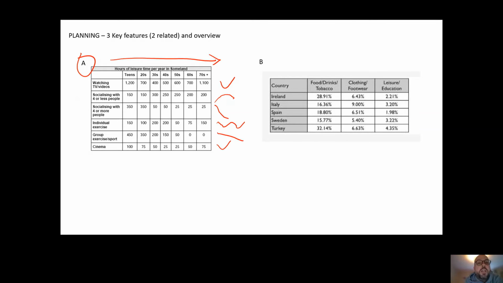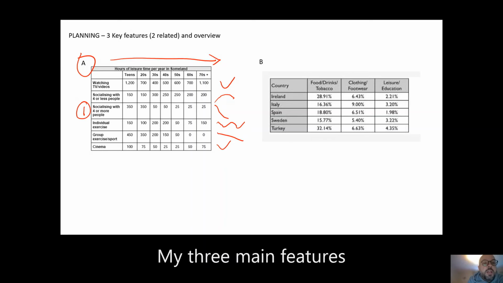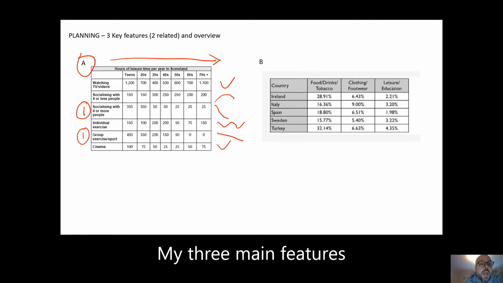Okay, so now I've identified the trend in engagement with this activity as people grow older. It's very easy to group these 6 activities into 3 main categories. My first category is things which fall in popularity as you get older. So in that group, in that key feature, is socializing with 4 or more people and group exercise and sport. My second category, or second feature I'm going to talk about, is things which become less popular in middle age and then become more popular again as you get older. So watching TV and videos and cinema.